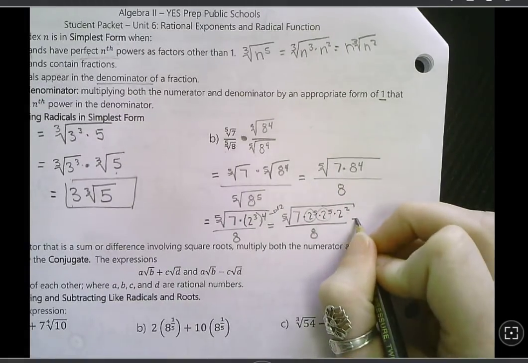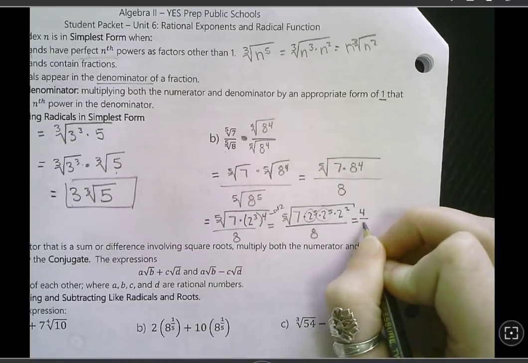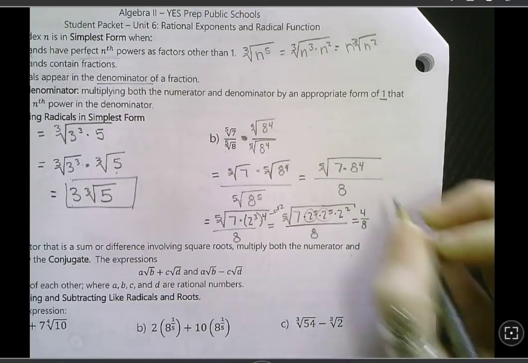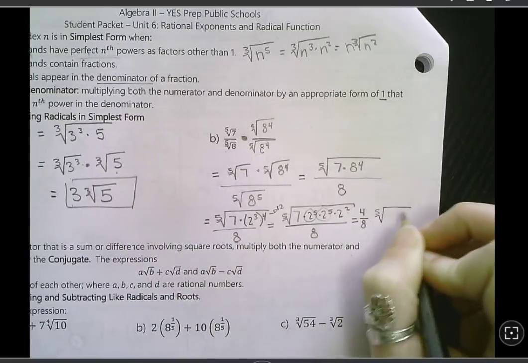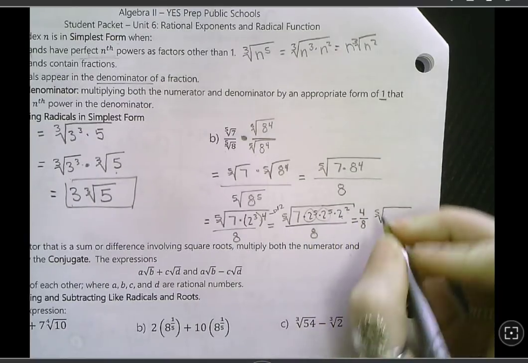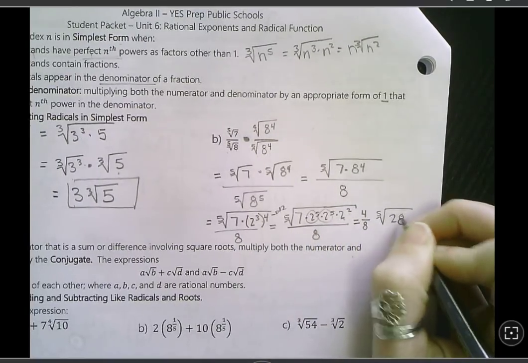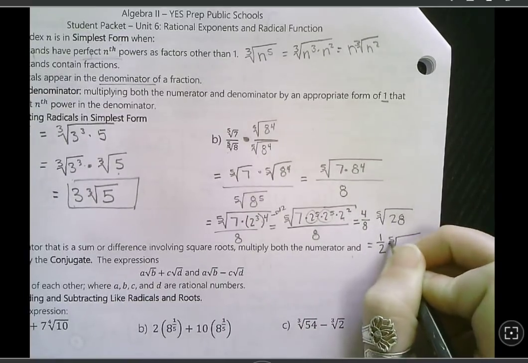So, if I take 2 2s out, we'll have a 4 over 8. That'll be 1/2. Then we'll have the 5th root of a 7 times a 2 squared, or 4. So the 5th root of 28. So last thing, 1/2 times the 5th root of 28.